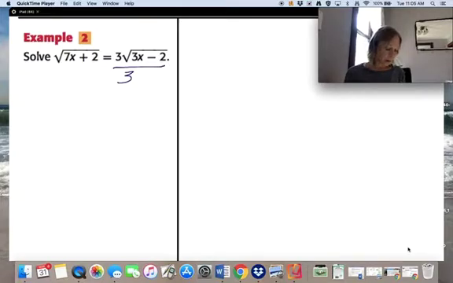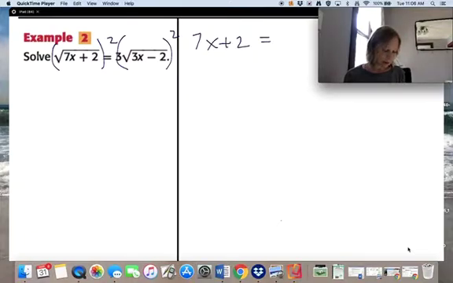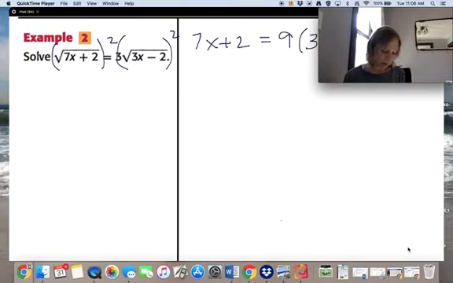So when we have a radical on both sides, what we're going to do is we're just going to leave that 3 there and just take note that to get rid of this square root, I do have to square both sides. And remember, the 3 is going to get squared along with it. We're squaring the whole side. So by squaring that square root, I'm going to have a 7x plus 2 on the left. And that's going to equal 3 squared is 9. So I'll have a 9 times the quantity 3x minus 2.